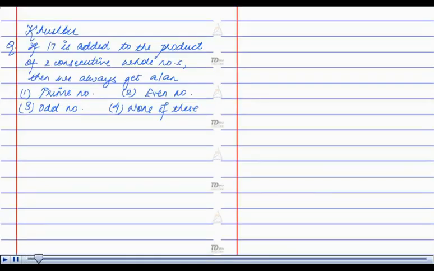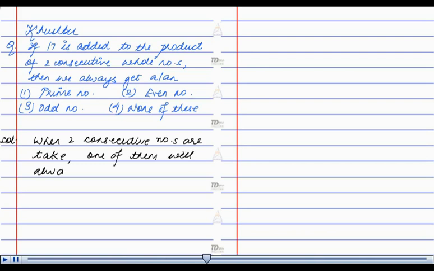Hello, I'm Khushbu. The question is, if 17 is added to the product of two consecutive whole numbers, then we always get, when two consecutive numbers are taken, one of them will always be even, and therefore the product of the two numbers will always be even.